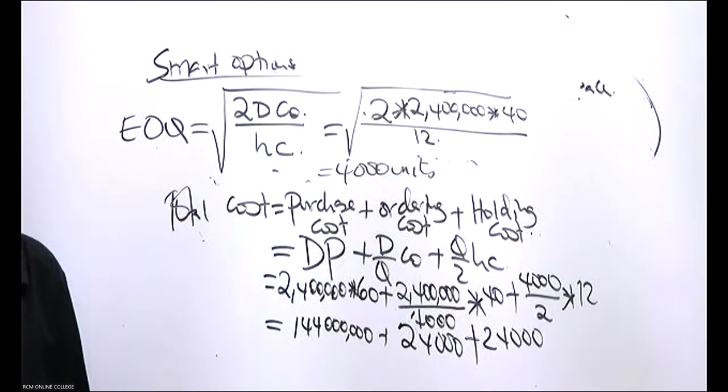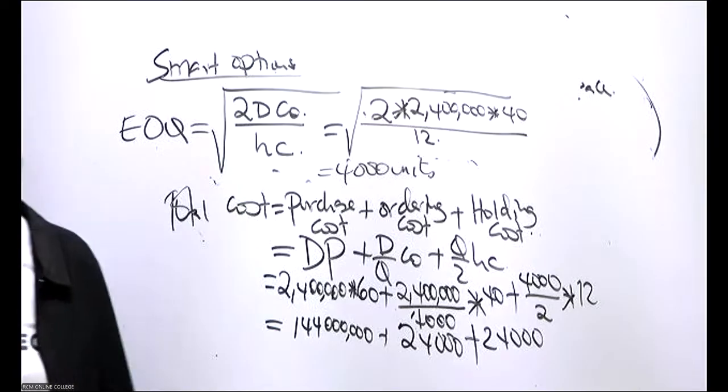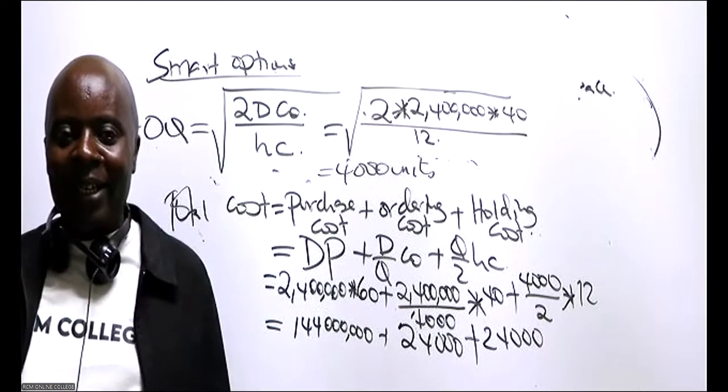The online students are not writing anything. The online students, what are you getting as your total cost? At least I can hear the physical students. So 48,000, isn't it? Now we have finished this area.